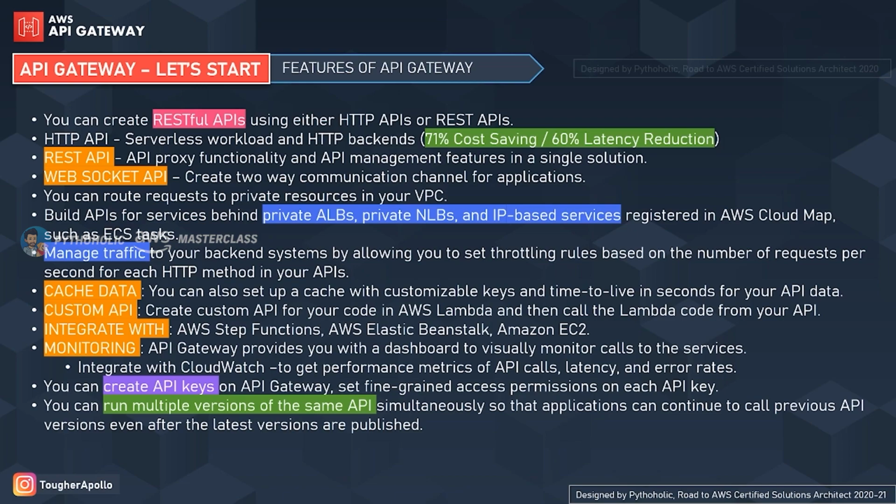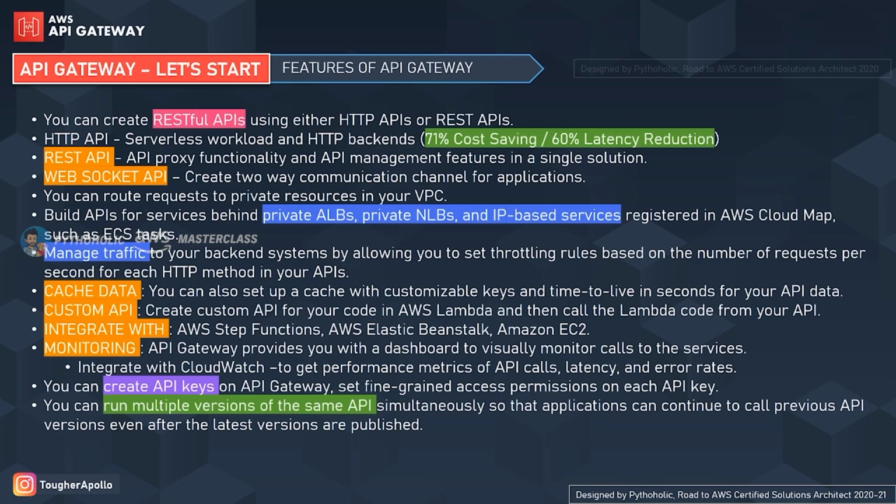And with WebSocket API, you can create a bidirectional communication channel, and you can create serverless applications using Lambda and DynamoDB. And you can route requests through private resources in your VPC. If you have any service in your private VPC, you can also create a connection to that. And you can also build APIs for services that are sitting behind private ALBs, private NLBs, and IP-based services registered in AWS Cloud Map.